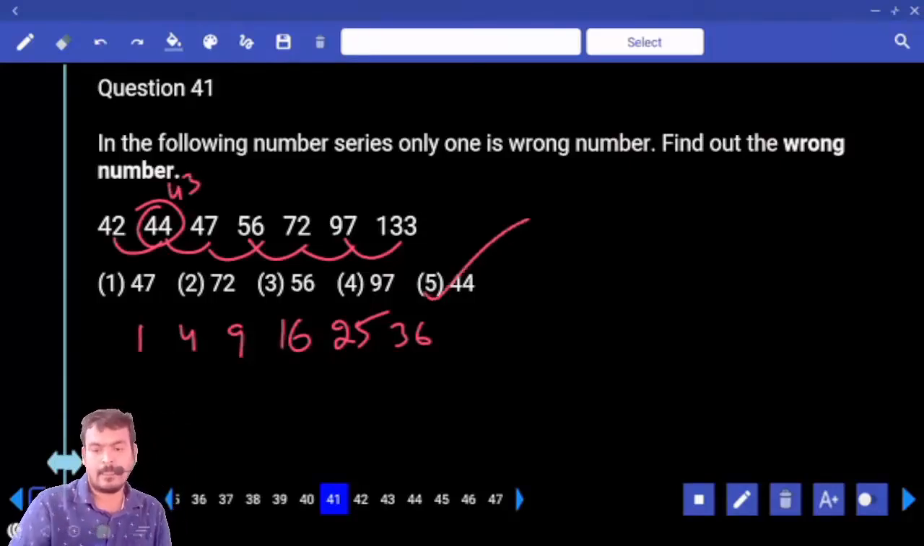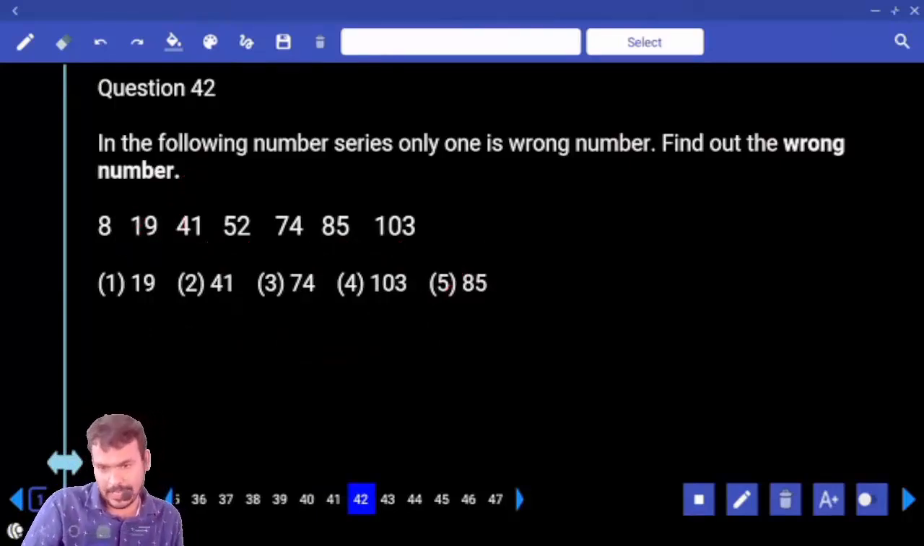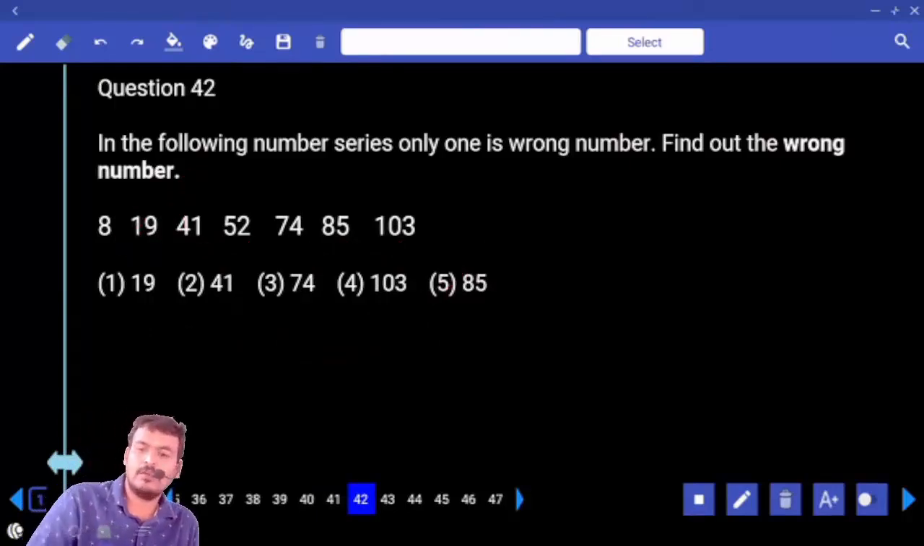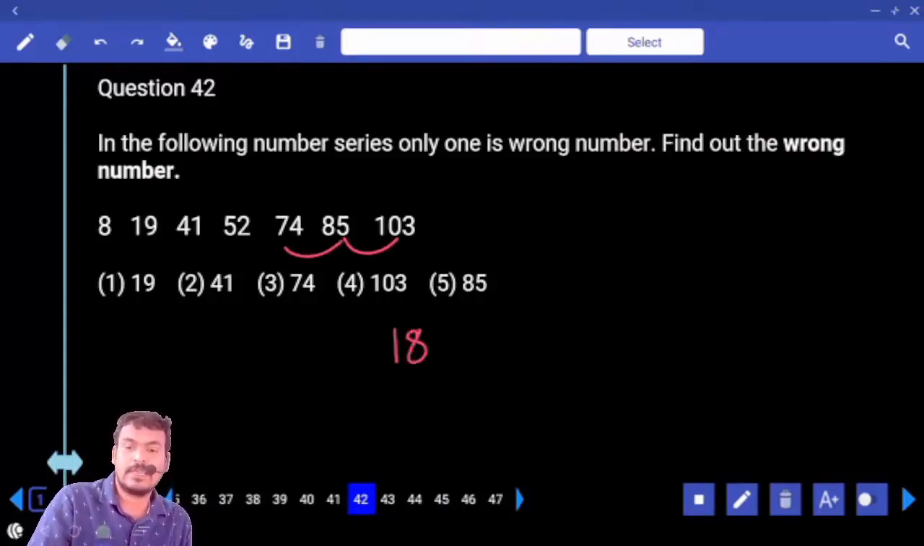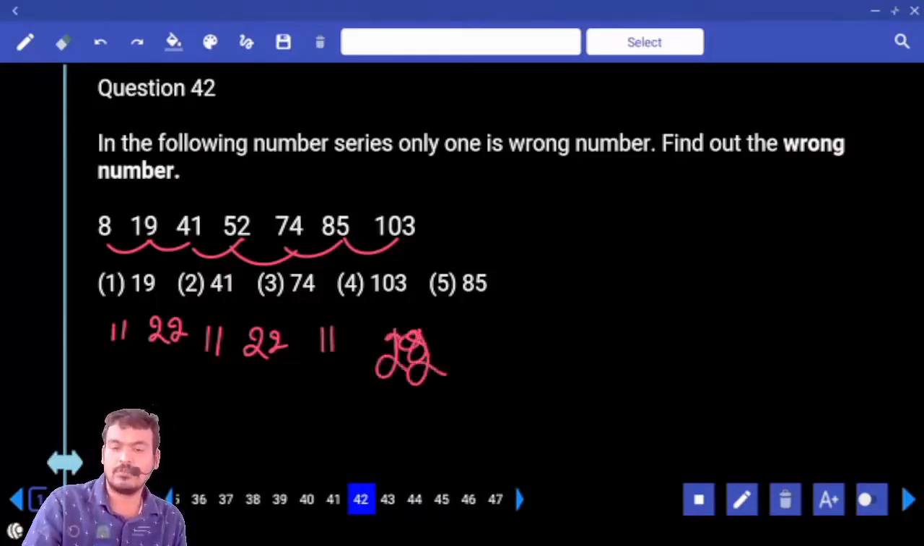44. Next, question number 42. 8, 19, 41, 52, 74, 85, 103. Okay. What is the last one difference? 18 or not? Last two, second? 11 or not? 22. Next 11. Next 22. Next 11 or not? 11, 22, 11, 22. Obviously the last one is also 22. 85 plus 22, how much? 107. What is the wrong number? 103.